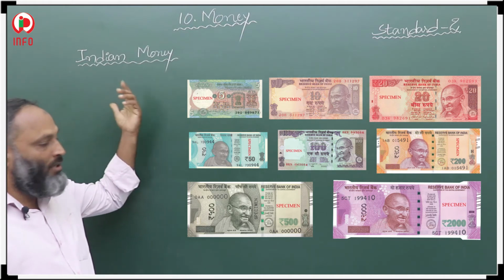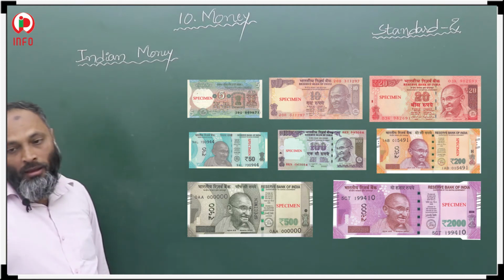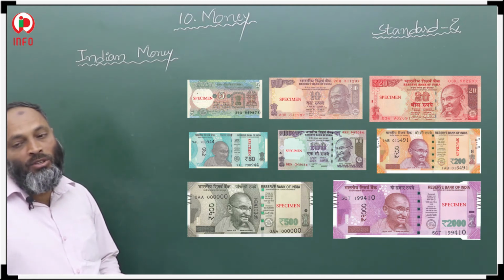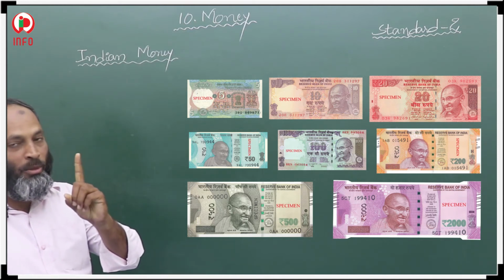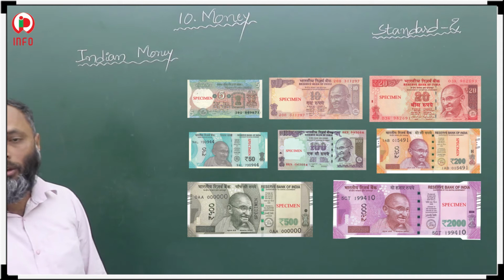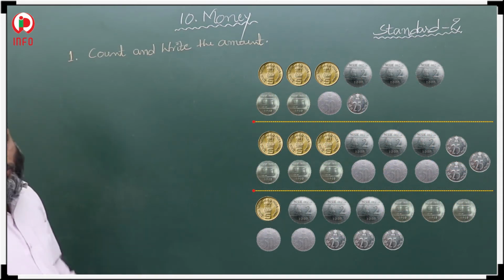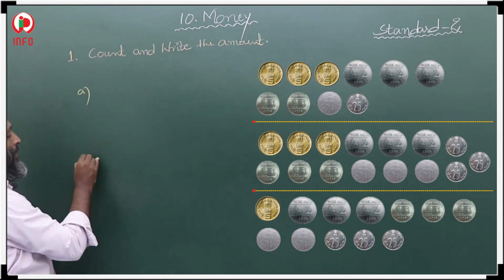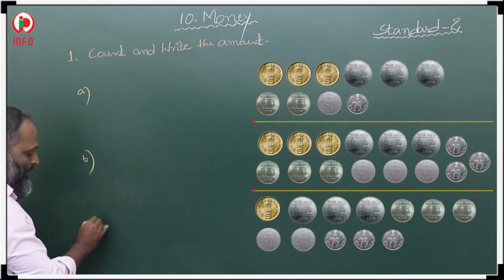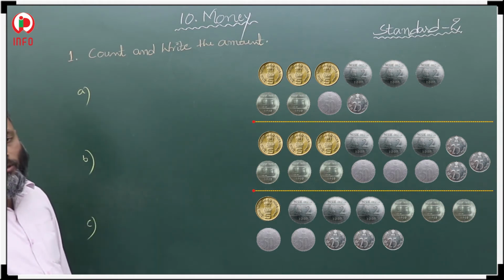First we discussed currency coins. In the second, in the Indian money, what currency notes we are using. Also, 1 Indian rupee is equal to 100 paisa. Here 3 questions are given, A, B and C. In these 3 questions, some currency coins are given.